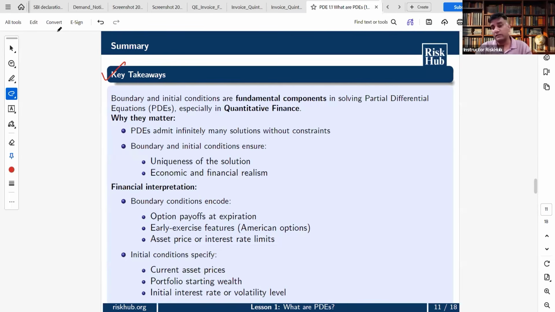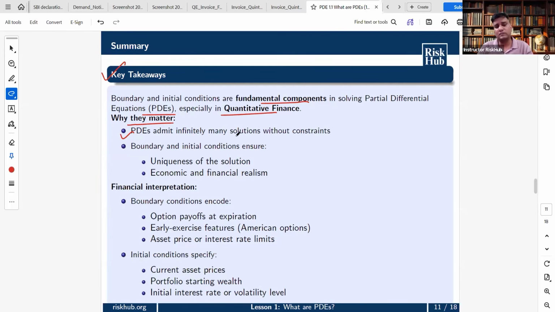Pricing, why do PDE conditions matter? Because they determine the correct derivative value. Hedging ensures delta and gamma are meaningful. Risk management prevents unrealistic exposure values. Portfolio optimization defines starting wealth and admissible strategies. Interest rate modeling anchors the curve and bond prices, right? So boundary and initial conditions are fundamental components in solving PDEs, especially in quant finance.